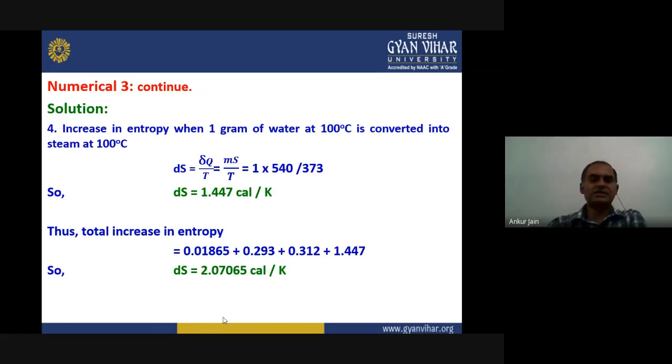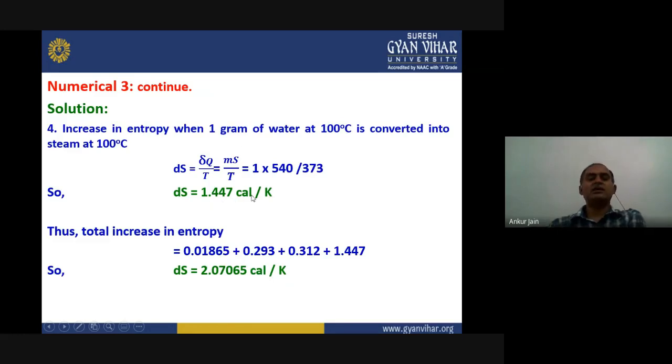Now the temperature is the same, so ds will be equal to delta Q upon T, and delta Q can be written as m into s. M is 1, s is already given for the latent heat of vaporization, that is 540, divided by temperature, which is fixed at 100 degrees C, so that will become 373 Kelvin. Here ds equals, when we solve this, it will give 1.447 calorie per Kelvin.